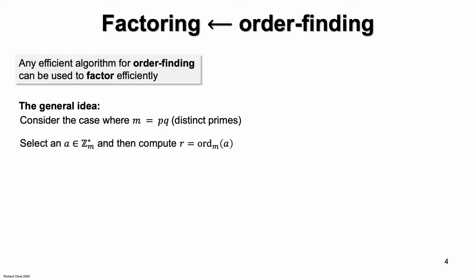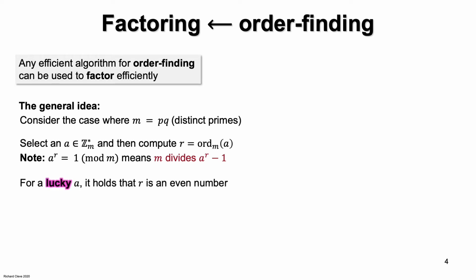The first step is to select an A from Z star m and use our order finding algorithm as a subroutine to compute the order of A mod m. Let R denote the order of A mod m. Note that since A to the R equals 1 in mod m arithmetic, the difference between A to the R and 1 is a multiple of m. In other words, m divides A to the R minus 1. Now, the order R is either an even number or an odd number. It can go either way depending on which A we pick.